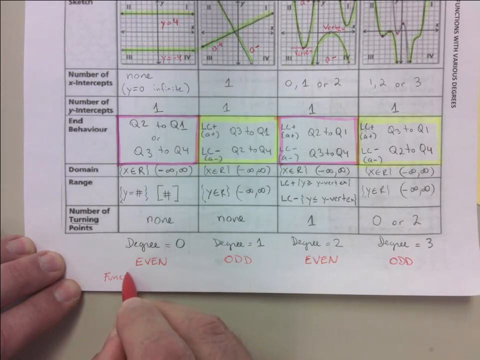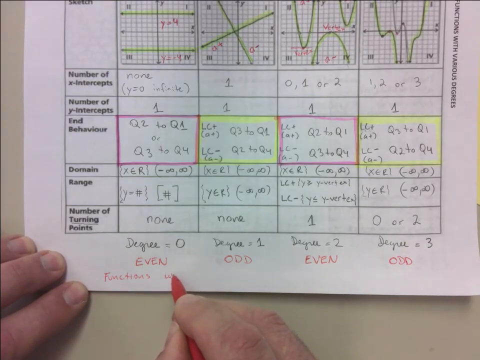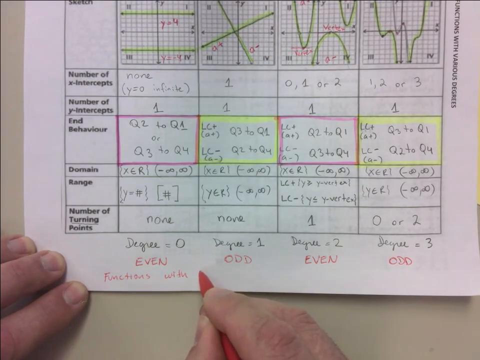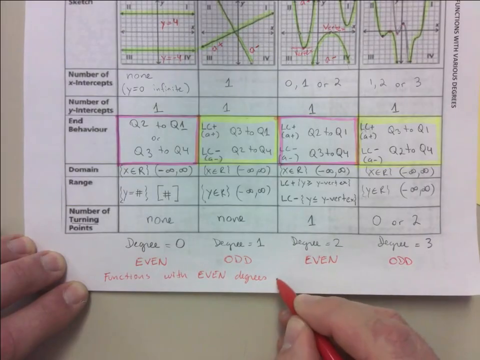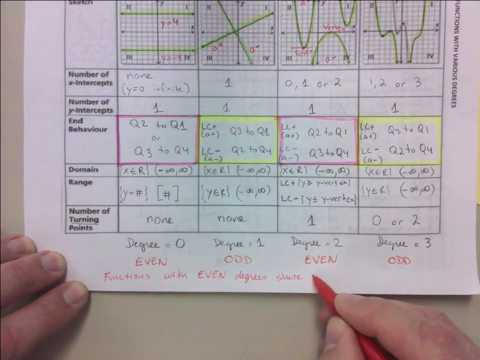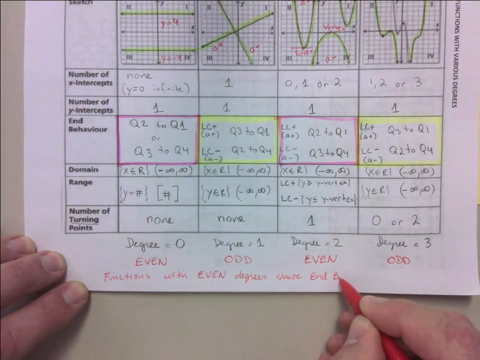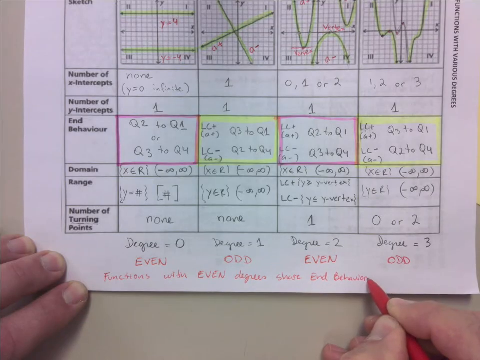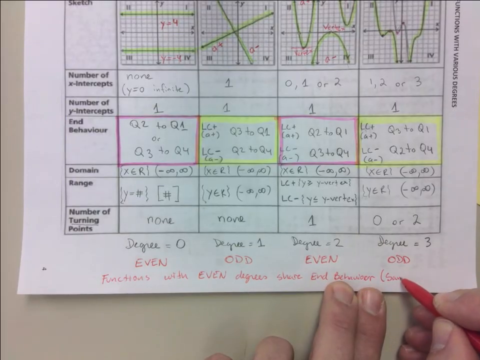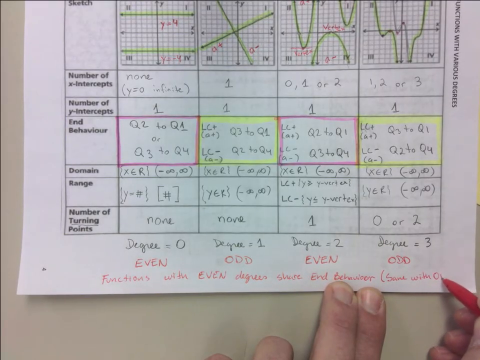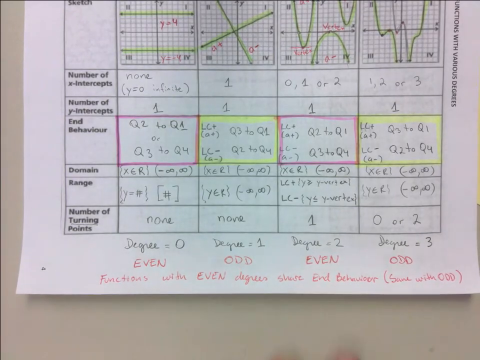Functions with even degrees share end behavior. Okay. Same with odds. Same with odd functions. So functions with even degrees share the same end behavior.